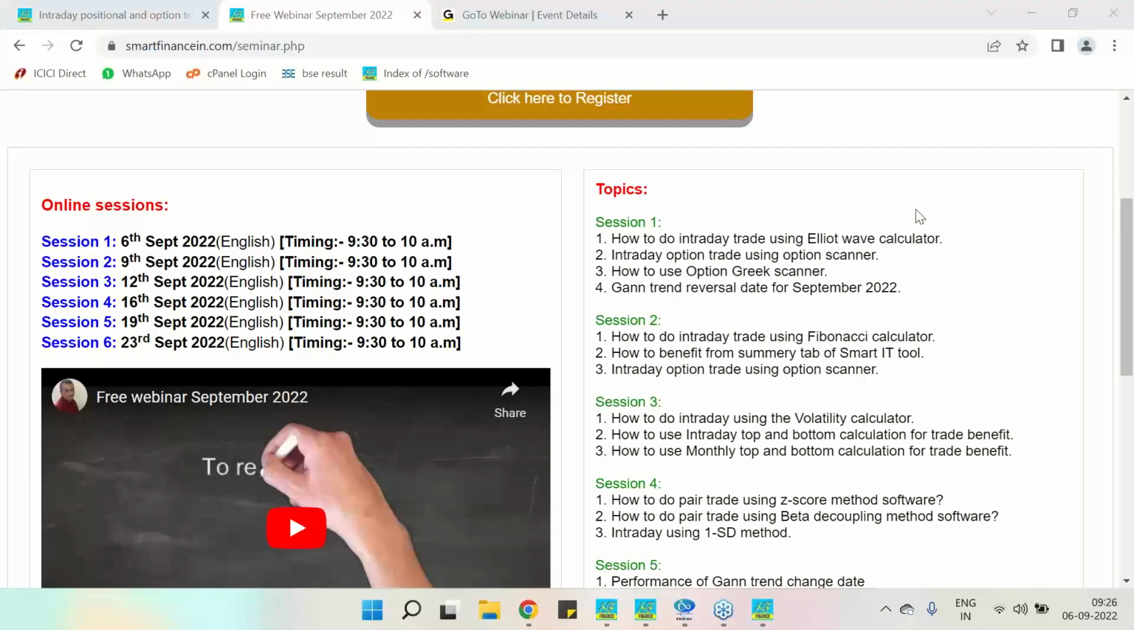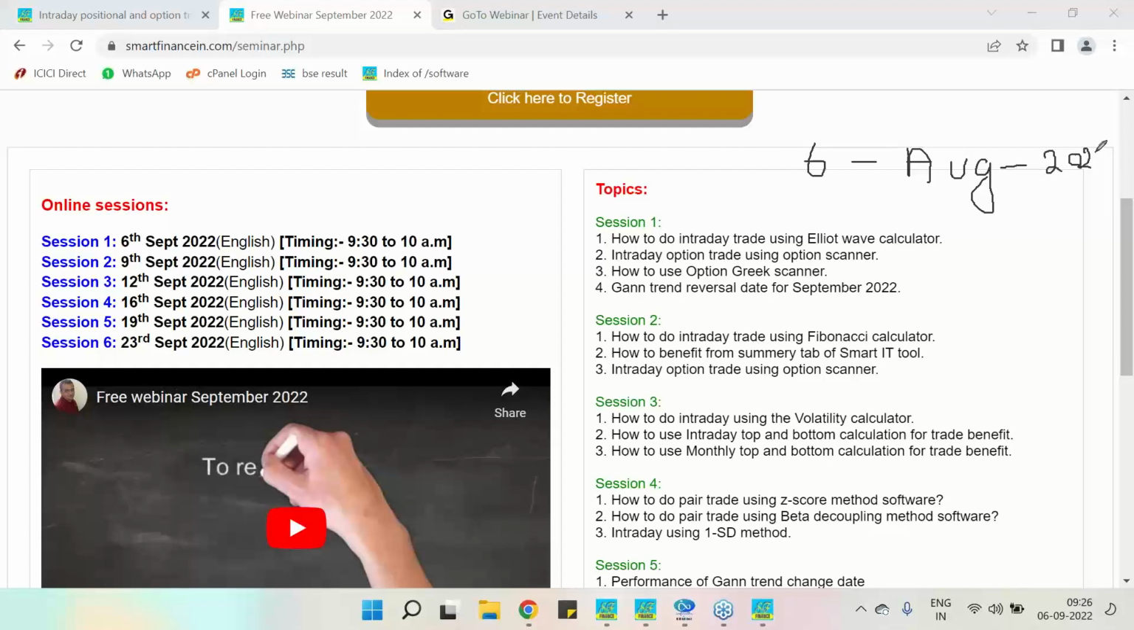So last month, in August 2022, we conducted 6 sessions, and in those 6 sessions we covered a lot of subjects on our software. So how to use our software for intraday trade. Basically, we focused on the one standard deviation software and how you can do intraday trade using one standard deviation. We demonstrated it for 6 sessions in the month of August 2022.